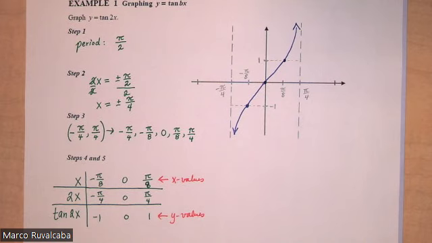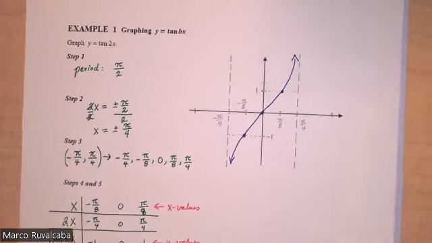Again, we should mention that because of the 2, the original period is cut in half. Before, the traditional period would be between negative pi halves and positive pi halves. So this one should be half of that, which is between negative pi fourths and positive pi fourths. All right, let's continue with another one.